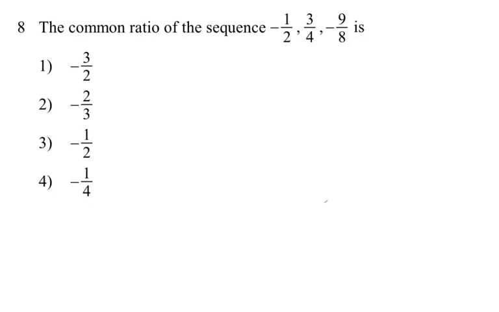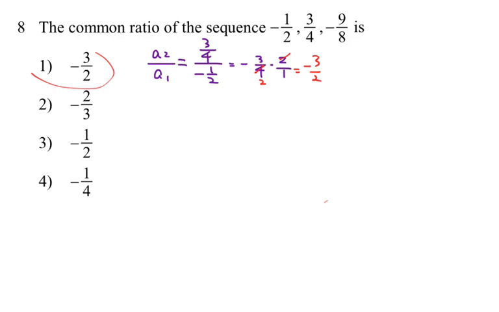Alright, let's look at number 8. What is the common ratio? How do you find the common ratio? Then we have to divide. So a sub 2 divided by a sub 1. Then we'll end up getting something like this. Second term, which was 3/4, and the first term is negative 1/2. As you divide them, you will realize that it's the same thing as negative 3/4 multiplied by 2/1, which is negative 3/2. Choice 1 becomes the answer.